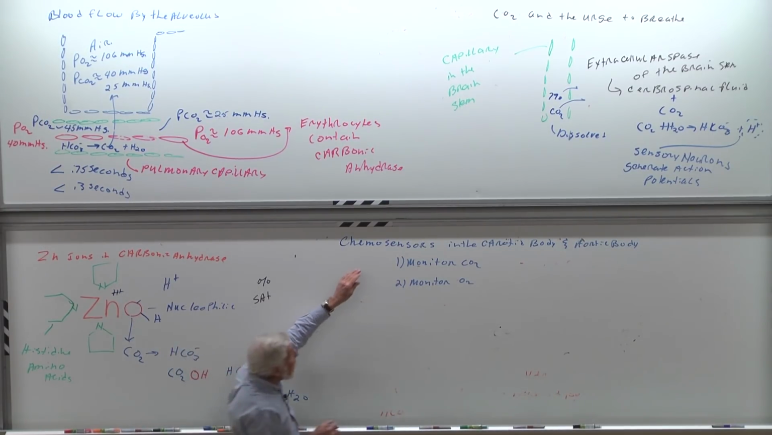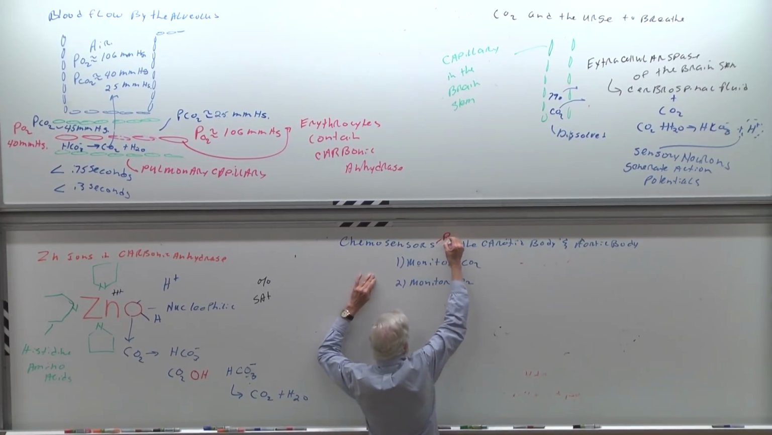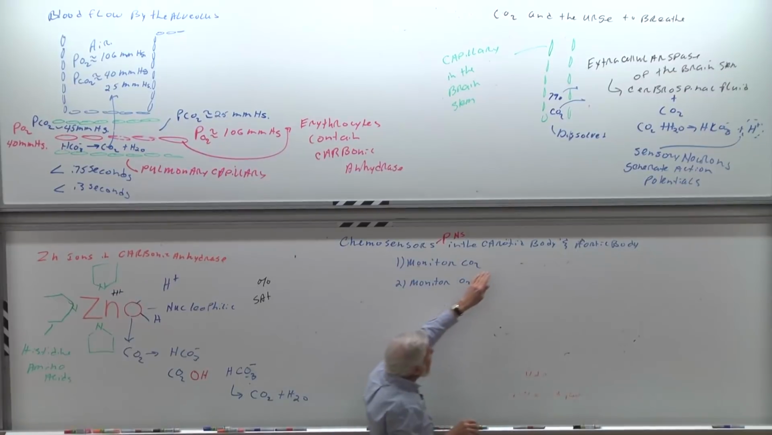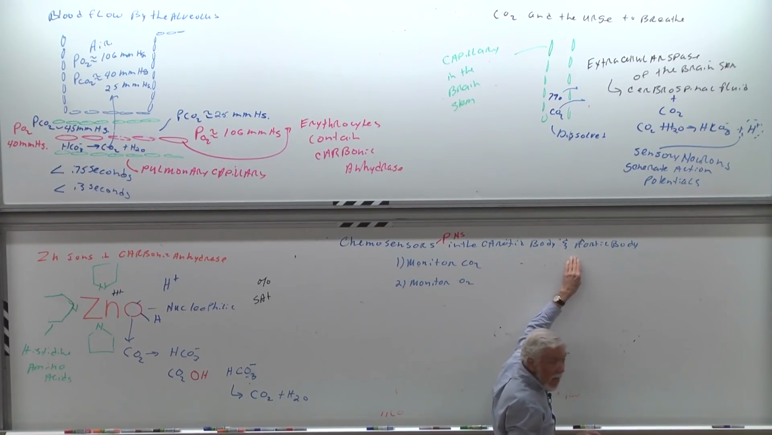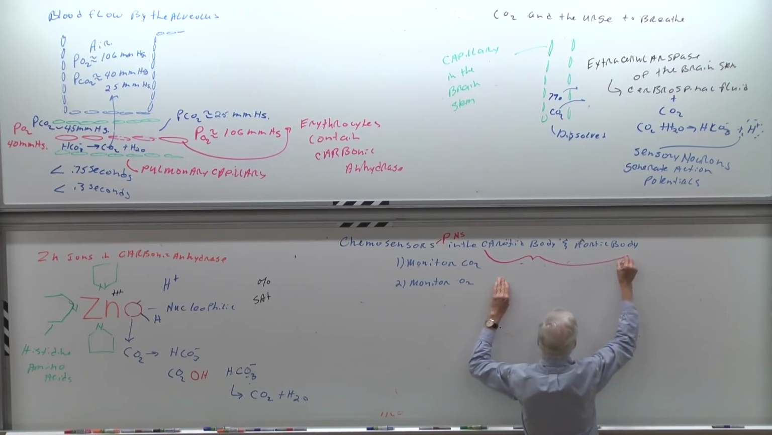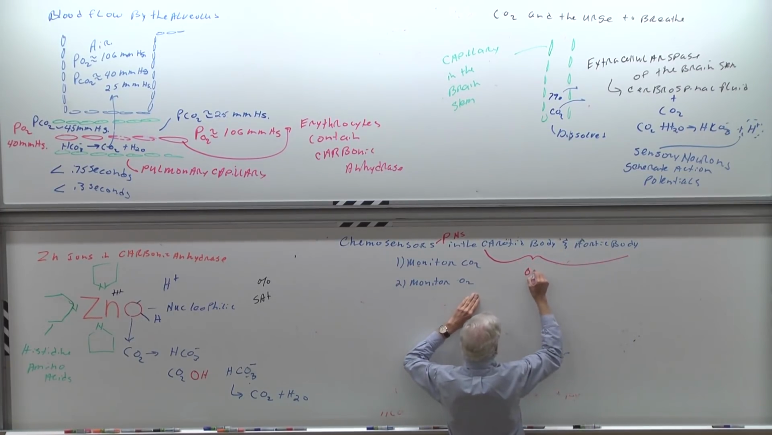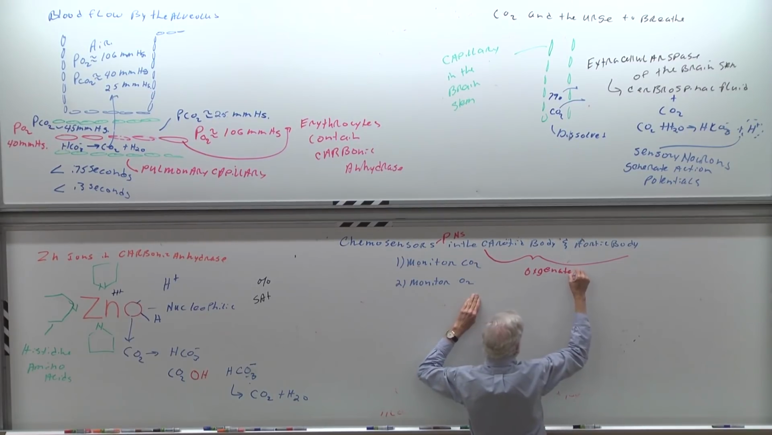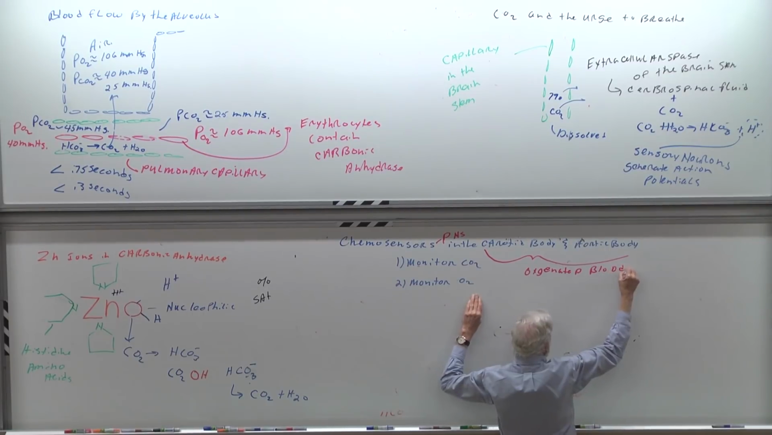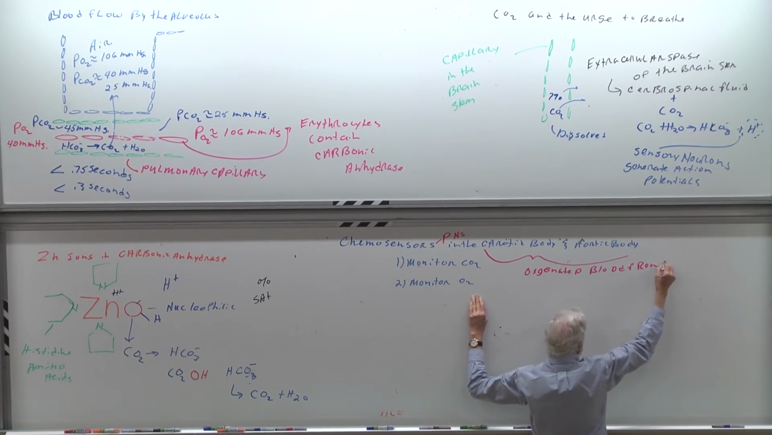But as we look at these chemosensors in the peripheral nervous system, recognize that they're in the carotid body and in the aortic body, and the blood in these regions is oxygenated. Oxygenated blood from the left heart.